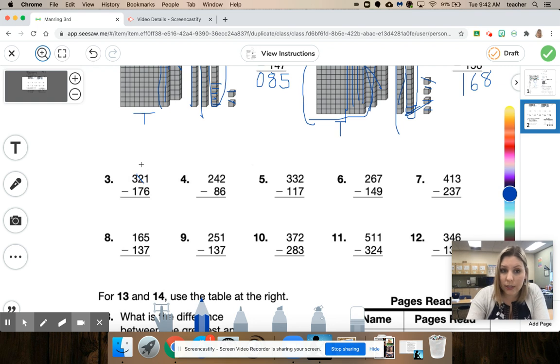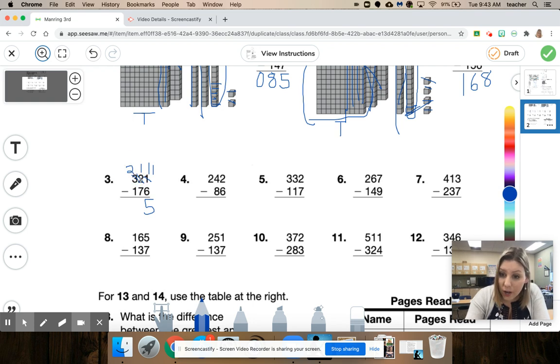Instead of having 2 10s, I'm going to have 1. But I'm going to add 10 to my 1's place, and I have 11. 11 minus 6 is 5. 1 minus 7, I have the same problem again. I only have 1 10, so I need to borrow from my hundreds. So instead of having 3 hundreds, I'm going to have 2.